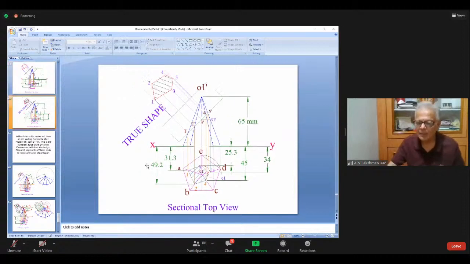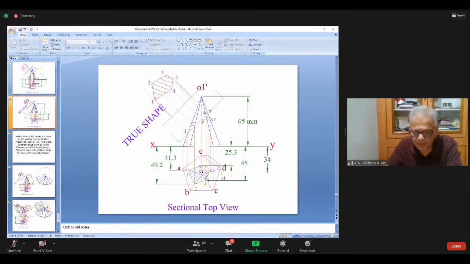Dear students, up to this is sectioning. Up to this is sectioning of the pyramid. Now I am going to draw the development. Once again I repeat, read the question, whatever is asked you draw that. Don't draw more.